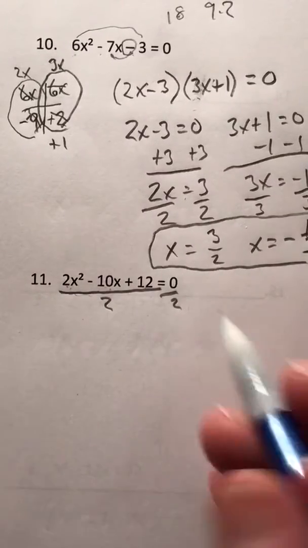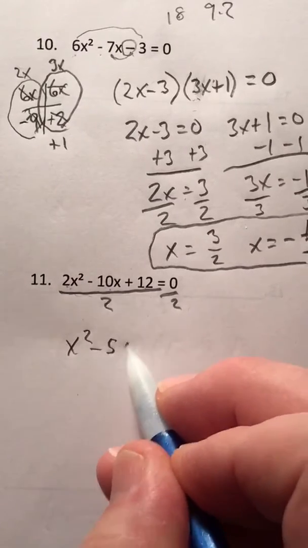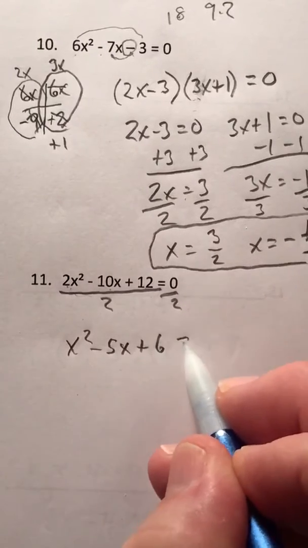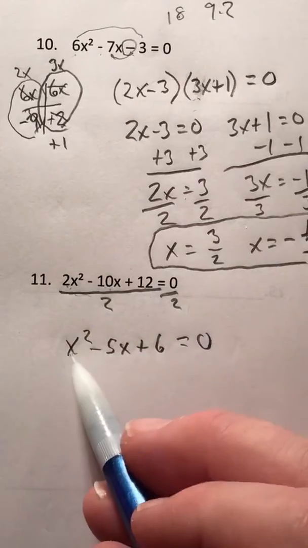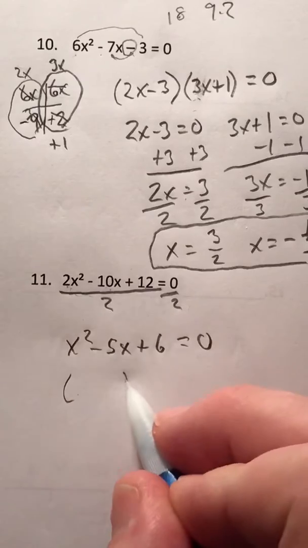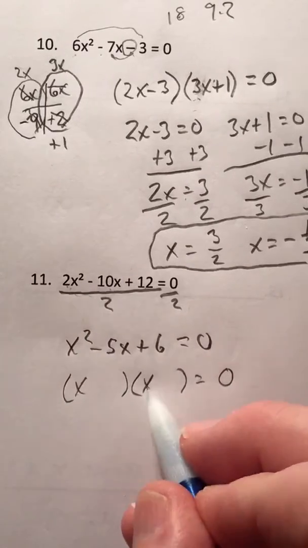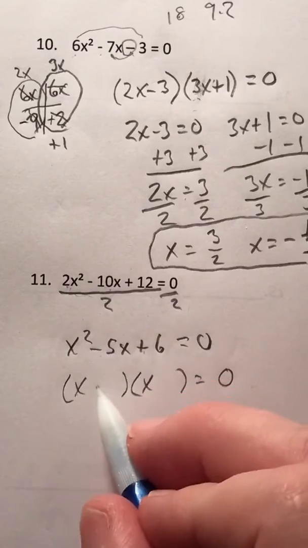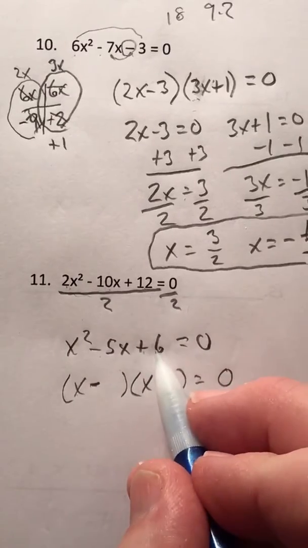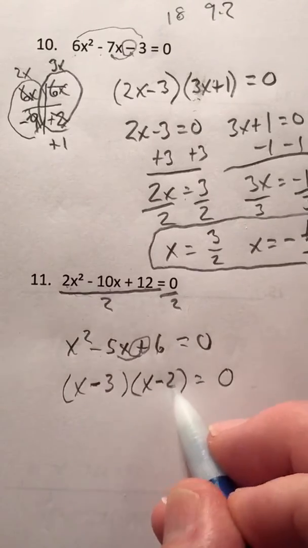All right? So when we do that, it leaves us with x squared minus 5x plus 6 equals 0. Now there's no leading coefficient. So since there's no leading coefficient, we can go right to our 2 sets of parentheses, equals 0. X is in the front. Signs are both the same. They're both negative. And then the factors of 6 that add up to 5 would be 3 and 2.